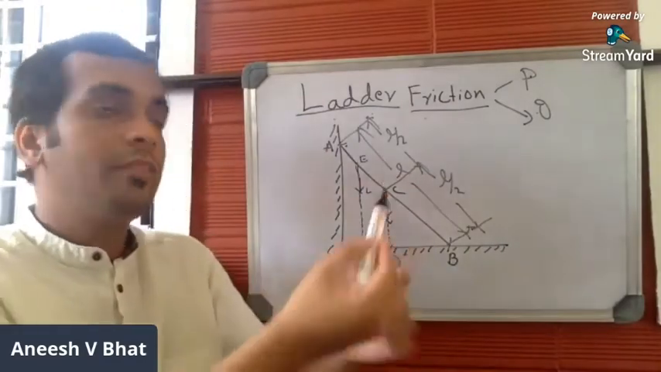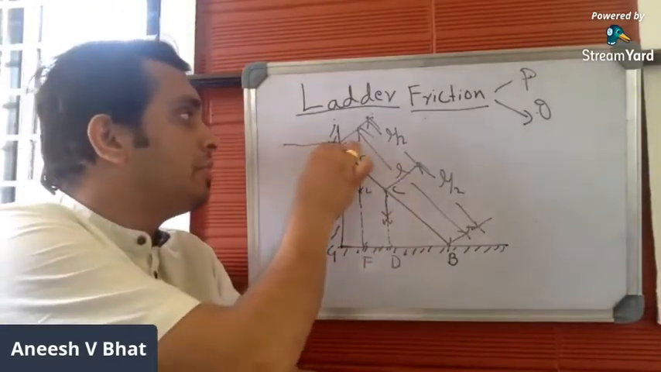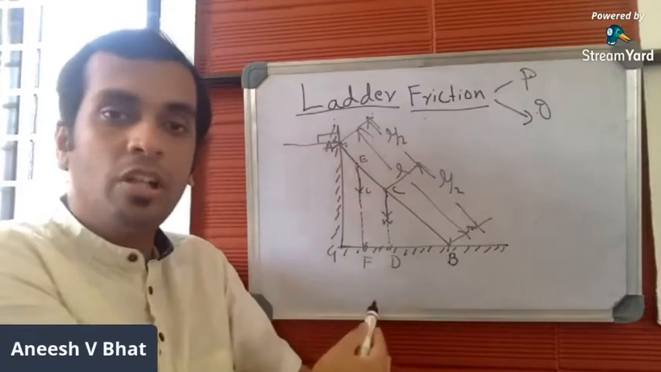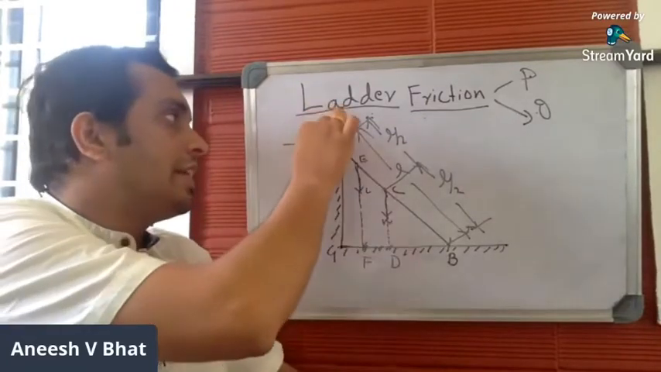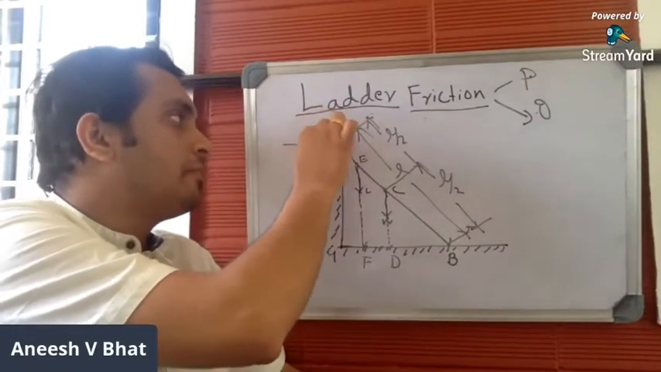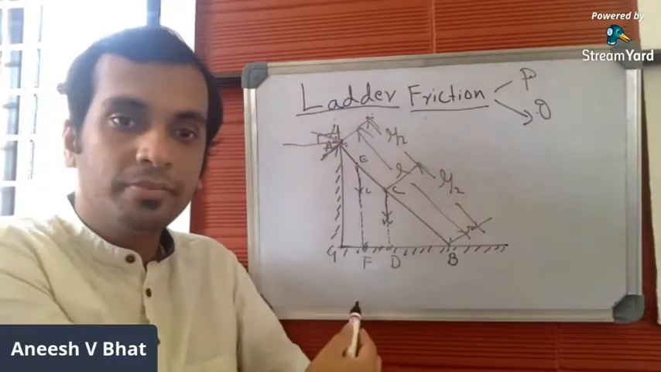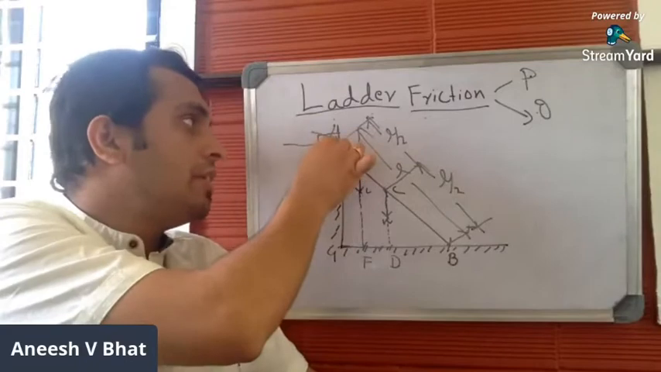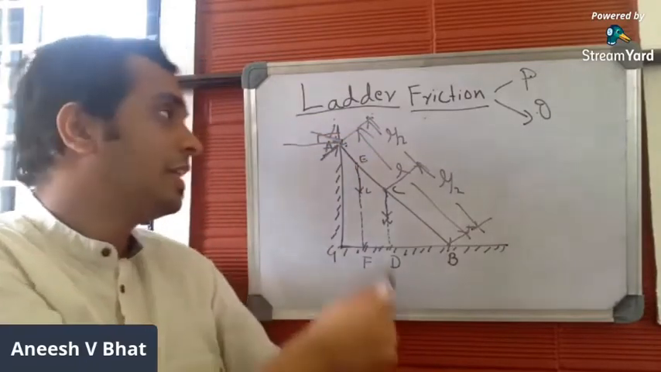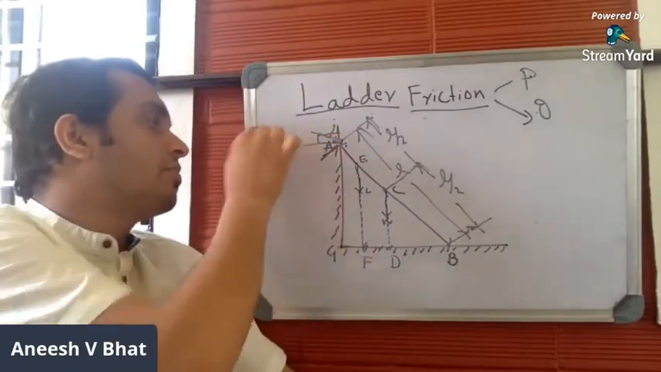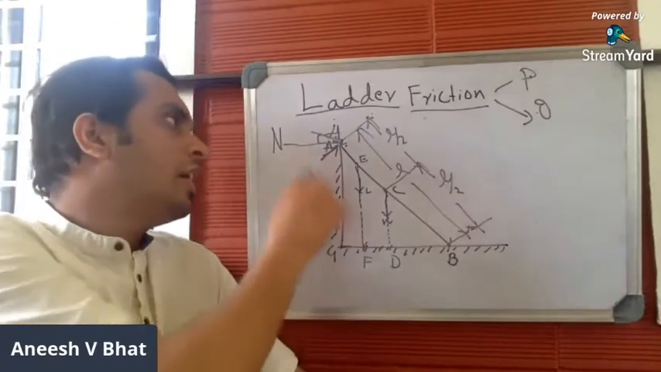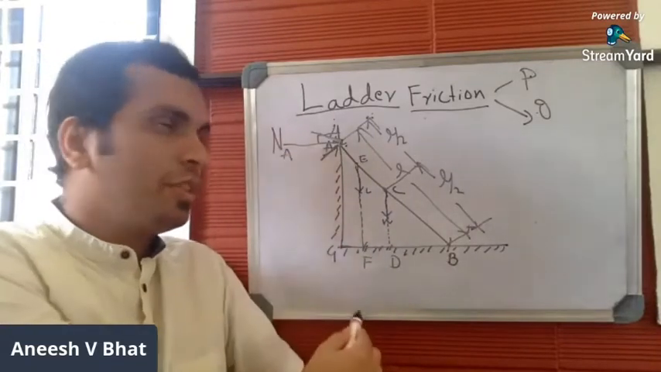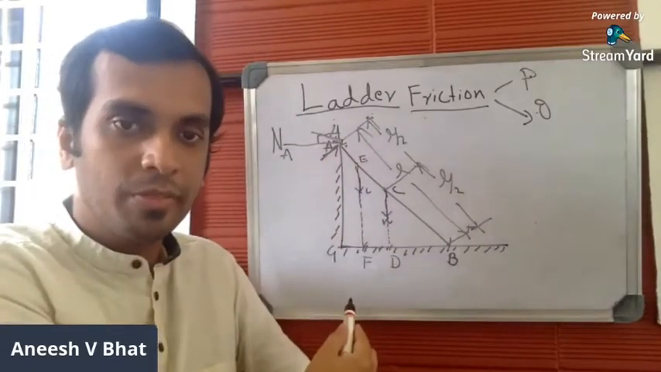Normal reaction should always be perpendicular to the surface, directed towards the body, and it should act exactly at the point of contact between the surface and the body, which is A here. Let me write this as normal reaction about A.